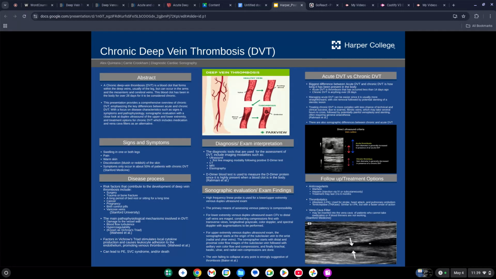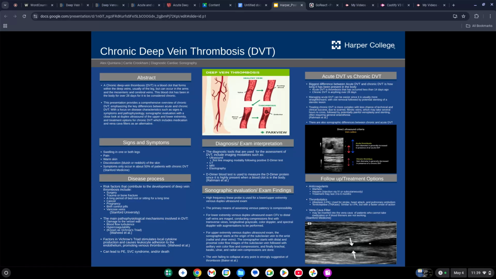According to Stanford Medicine, signs and symptoms of chronic DVT include swelling in one or both legs, pain, warm skin, and discoloration, a bluish or reddish hue of the skin. Also, something interesting that I stumbled upon in my research is that symptoms only occur in about 50% of patients with this condition.